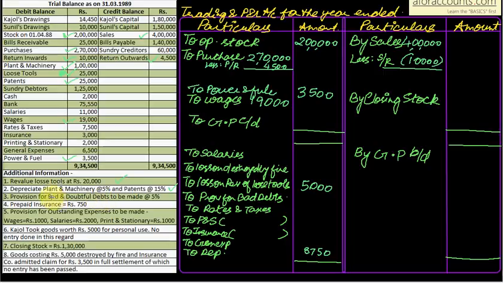Now provide for bad and doubtful debts, a provision for bad and doubtful debts to be made at the rate of 5%. So debtors are 1,25,000 and no bad debts are given earlier in the question. So in the balance sheet, sundry debtors 1,25,000. So take sundry debtors.